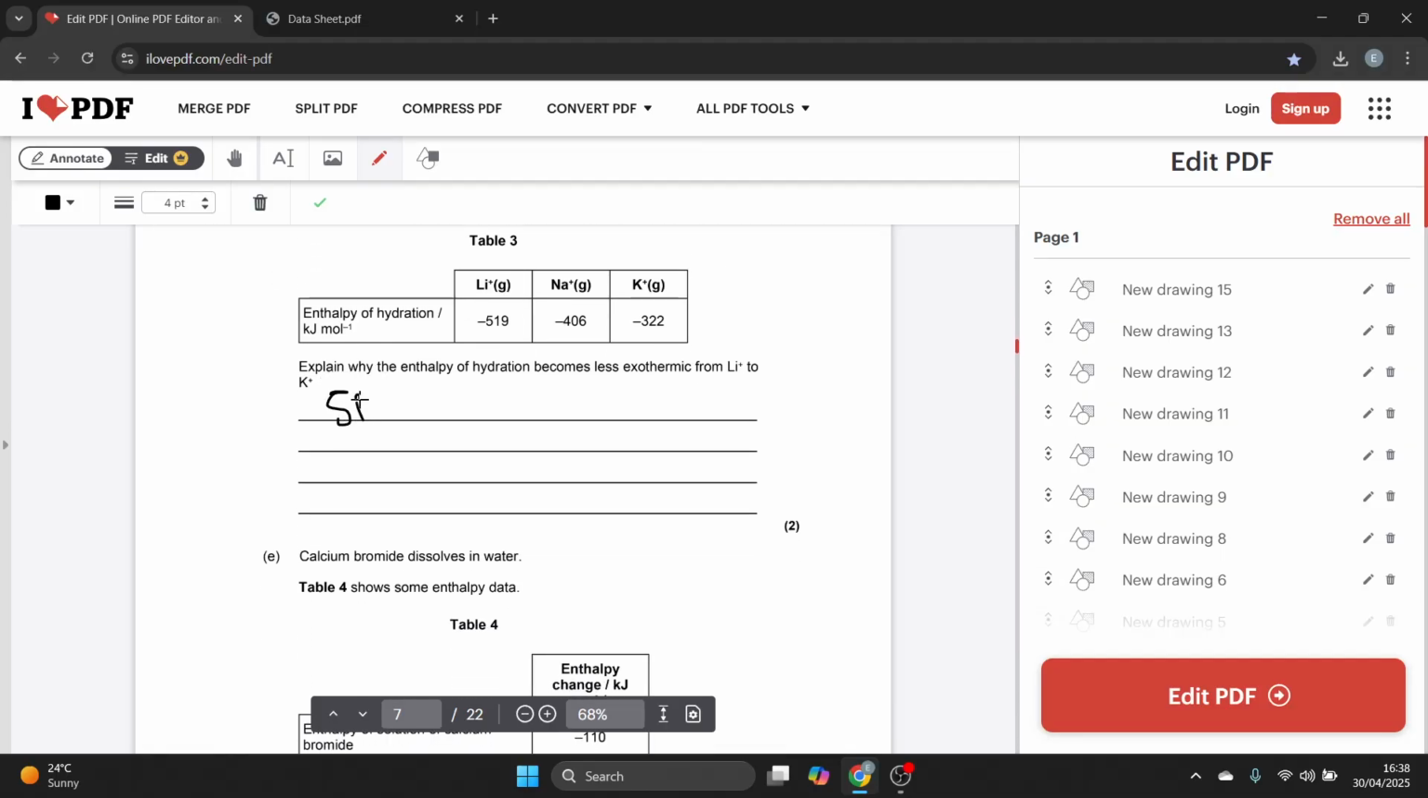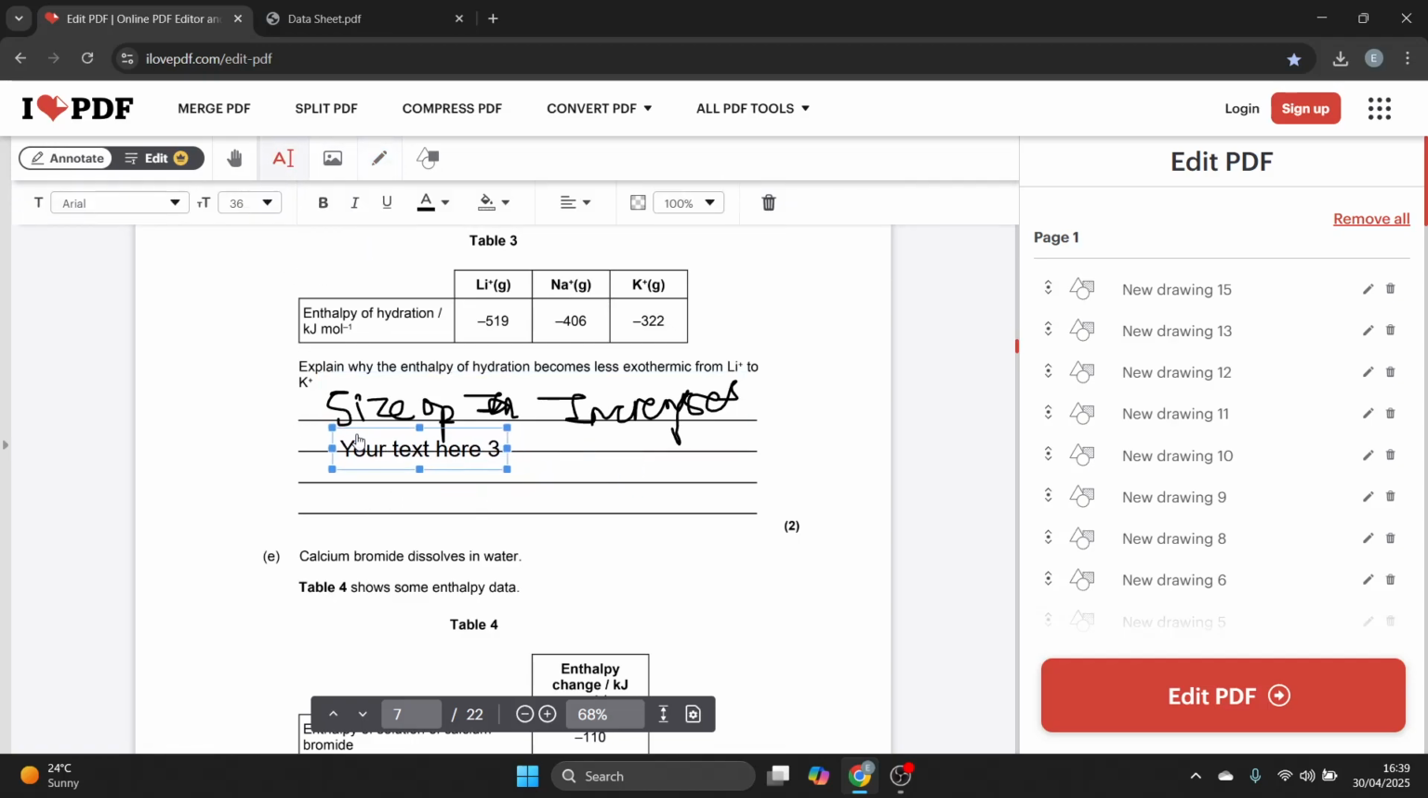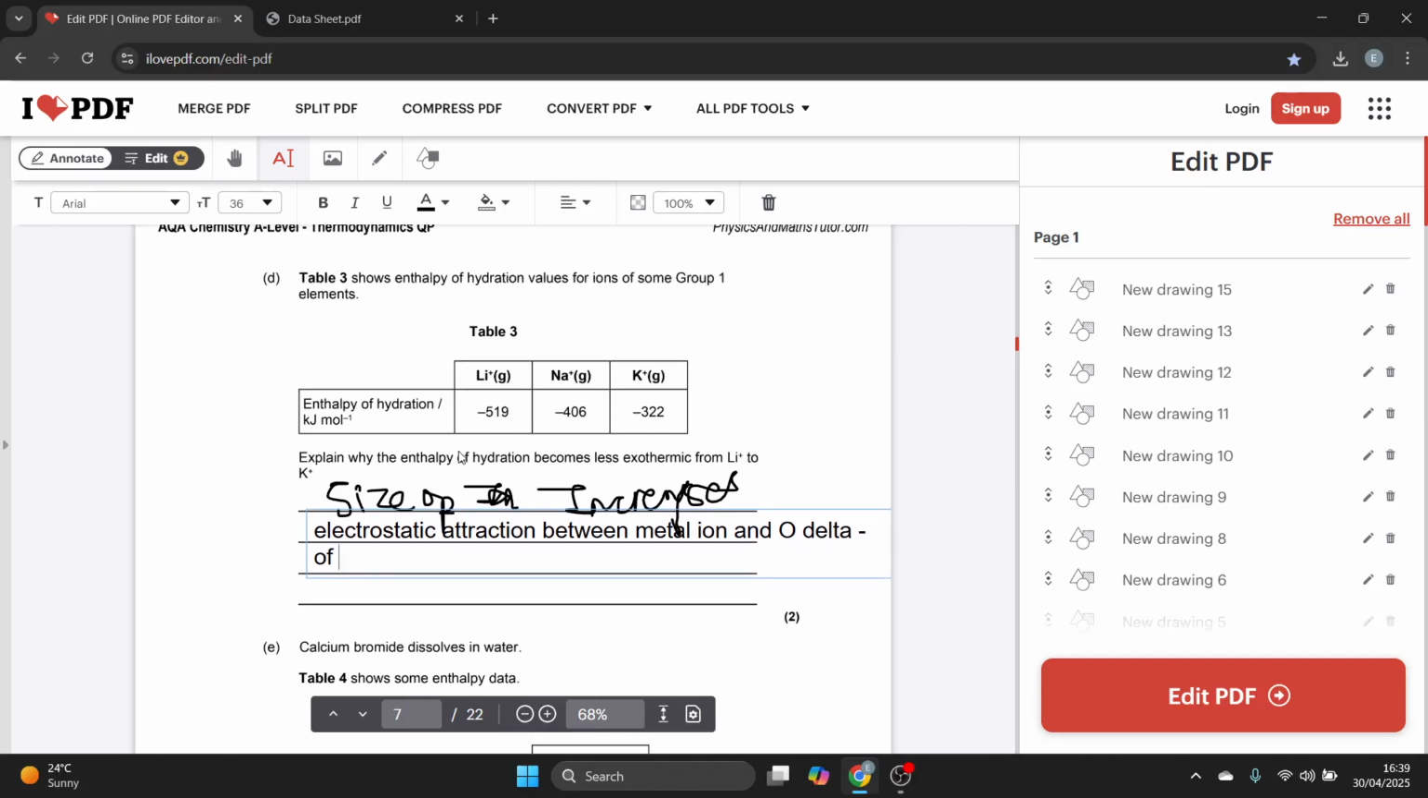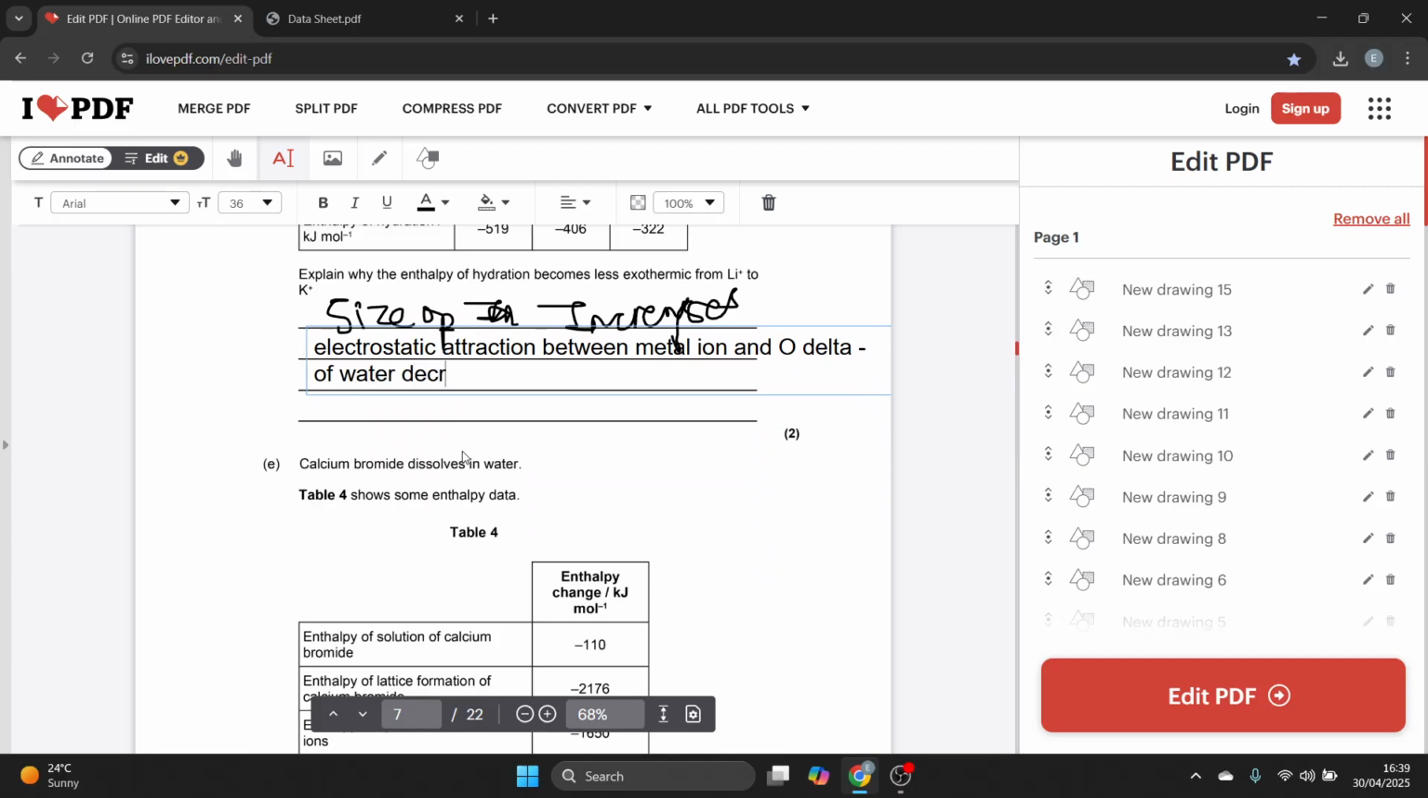So the size of the ion increases, and that's not a good thing because the electrons are further away, etc. Ionic radius increases, etc. But I'm going to say the size of the ion increases, and therefore the, I'm going to type this up, electrostatic attraction between the metal ion and the oxygen delta negative of water decreases.